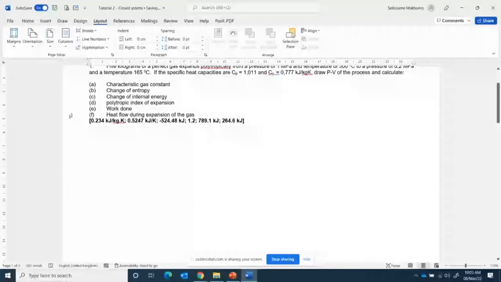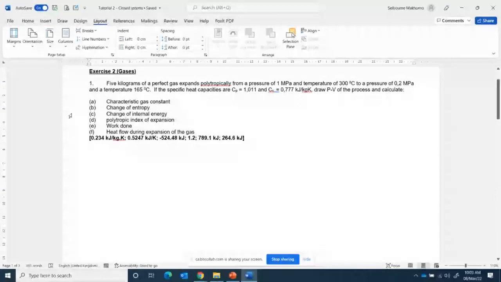So this is what we have. First of all, you always read the question and identify the processes. What is the name of the process? Now the first question says 5 kilograms of a perfect gas expands. So the first process is a polytropic process. Expansion is a polytropic process.